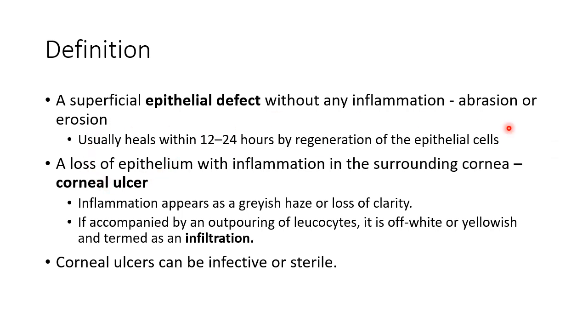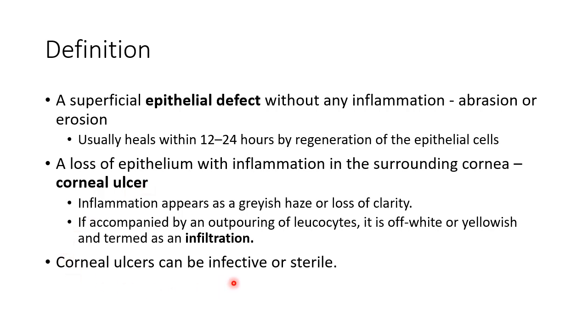Now, that was an abrasion. A loss of epithelium accompanied by inflammation in the surrounding cornea is a corneal ulcer. Inflammation would appear as a grayish haze or loss of clarity. If accompanied by outpouring of leukocytes, it is off-white or yellowish and termed as infiltration. So basically, an epithelial defect plus infiltration is a corneal ulcer.